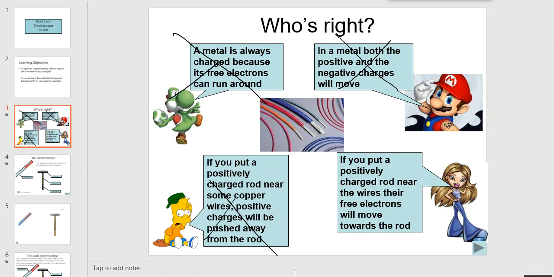So if you put a positively charged rod near wires, their free electrons will move toward the rod. Is that true or not? That's true. It is electrons that move, and there are free electrons. So that would be it. Okay, perfect.